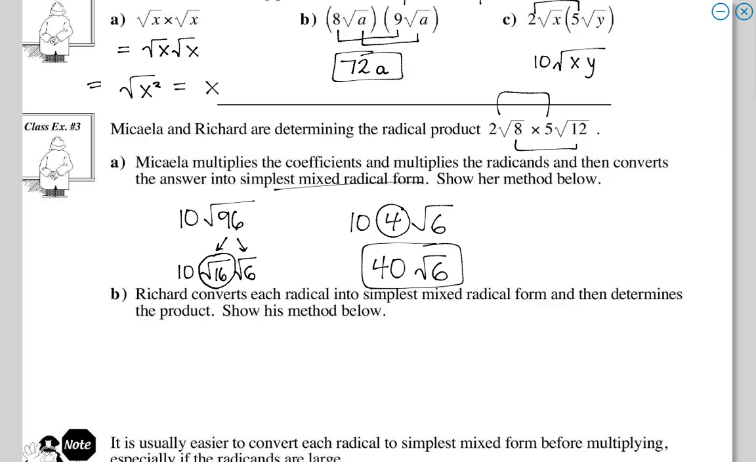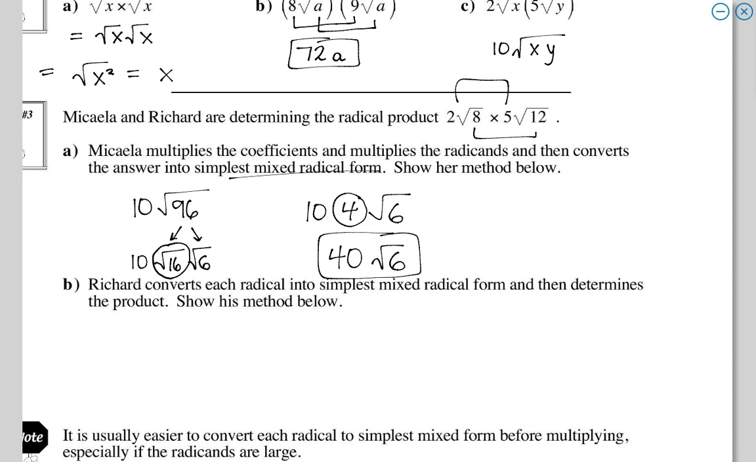Now Richard, he's a bit of a know-it-all. You know, that kind of guy. Richard here is actually going to convert them into simple mixed radicals first and then multiply. I wonder how he could do such a thing. Let's check it out.